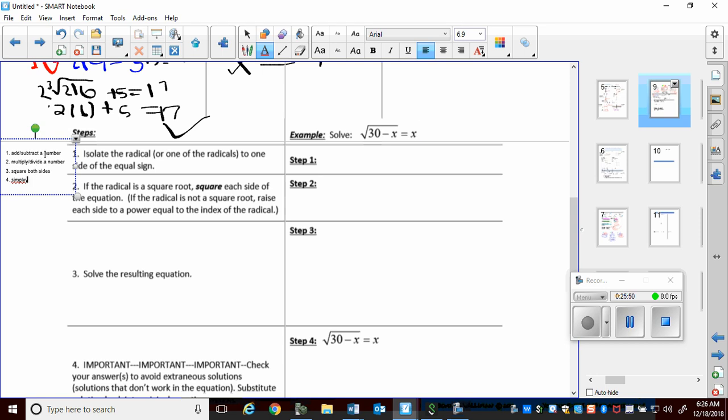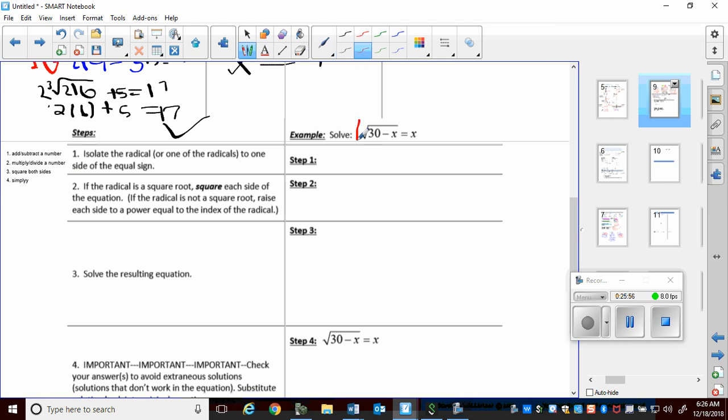We don't have to add or subtract a number. We don't have to multiply a number. So that means the next step we're going to do, the very first step here, we're going to square both sides to get out of the radical. And then we're going to solve for x. So square both sides, I get 30 minus x equals x squared.